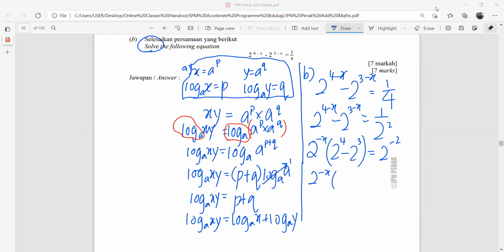Your friend says 8. Is it? Oh, hello. 64 minus 8 lah. 2 power 4 is 16 minus 8. Correct lah? 8.